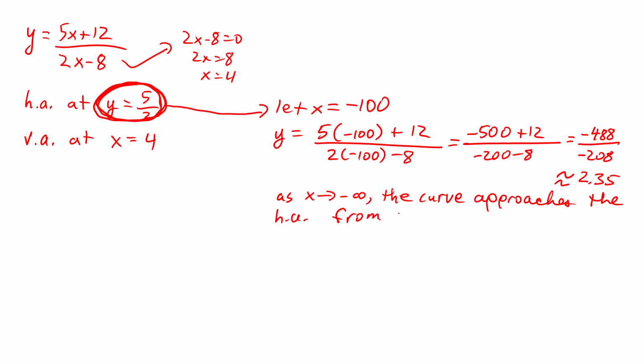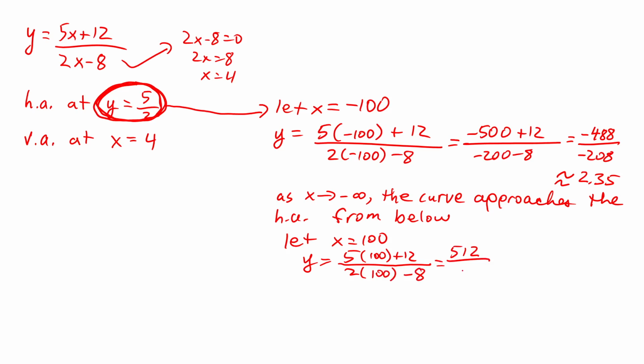Okay, now we can continue on with our analysis, and we can let x equal positive 100. Well, when we do that, we get y is equal to (5 times 100 plus 12) over (2 times 100 minus 8). And we get 512 over 192. A decimal approximation might be helpful here just to allow us to get a sense of what that number is equal to. It's roughly equal to 2.72. Well, 2.72 is greater than 5 over 2.